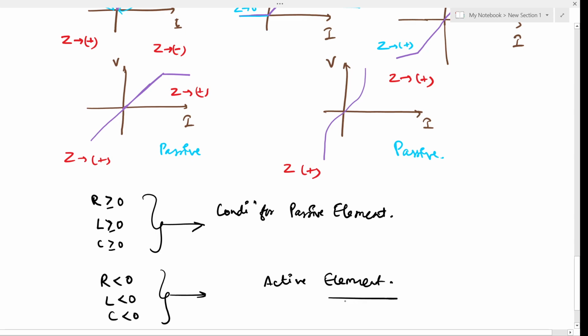These types of questions came in IES, and sometimes they also appear in other competitive examinations. So you will be able to classify the network or element with respect to different types of characteristic.